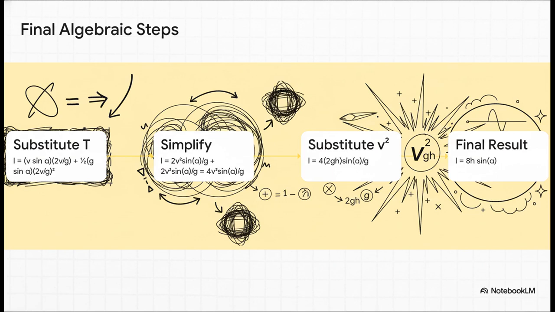We square that second term, and after simplifying, hey, would you look at that? The two terms are actually identical. So they just add together. We get 4v squared sine alpha over g. And now for the final substitution. We replace v squared with 2gh. The g's cancel out, and we're left with this wonderfully simple final answer.